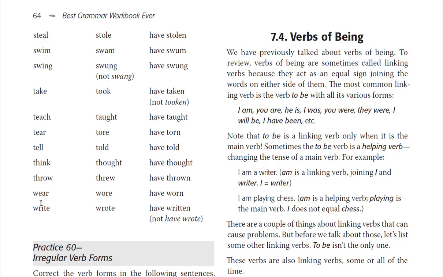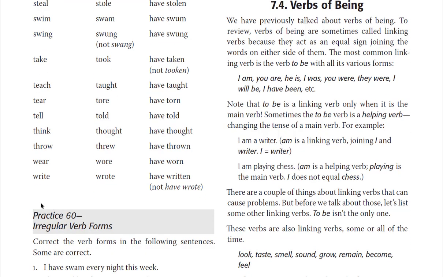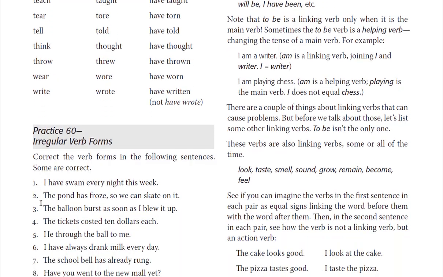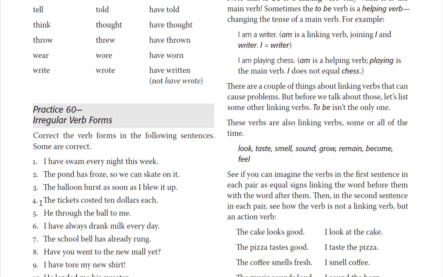There are a couple of things about linking verbs that can cause problems. But before we talk about these, let's list some other linking verbs. To be isn't the only one. These verbs are also linking verbs, some or all of the time.